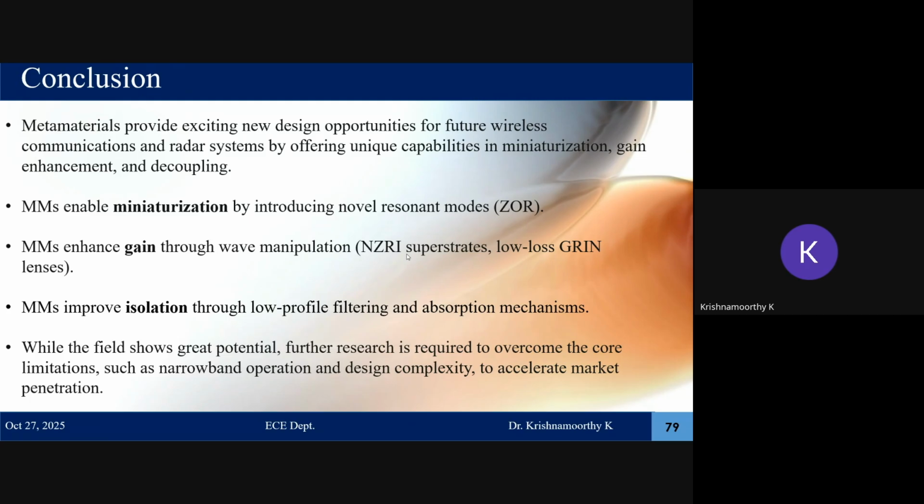The conclusion: we have seen that using the metamaterial structures, we can design polarization conversion, miniaturization, and compact antennas with multi-band operation. We have seen the multi-band circularly polarized antenna. We can also design a compact MIMO antenna with improved isolation. So this kind of antenna characteristics improvement we can design and get using the metamaterial structures.